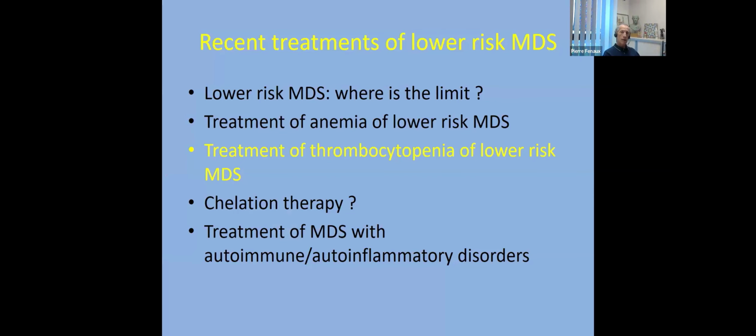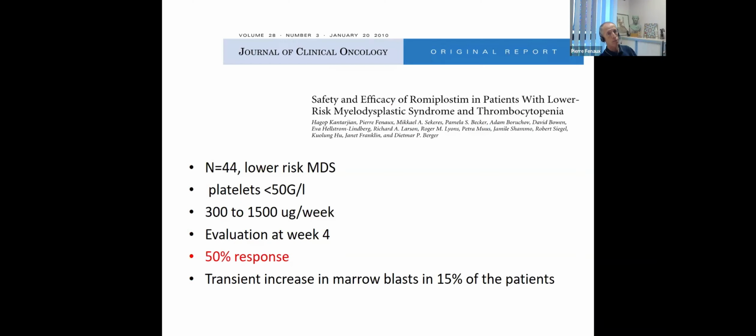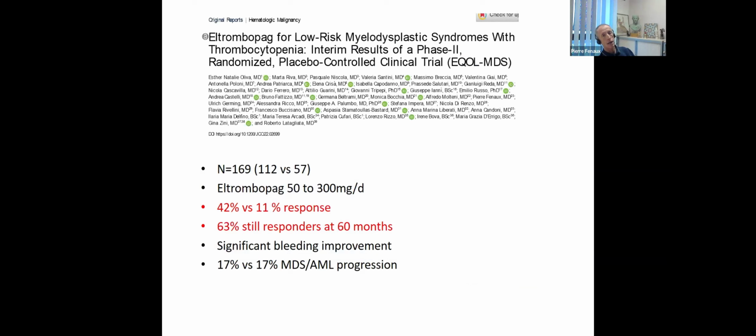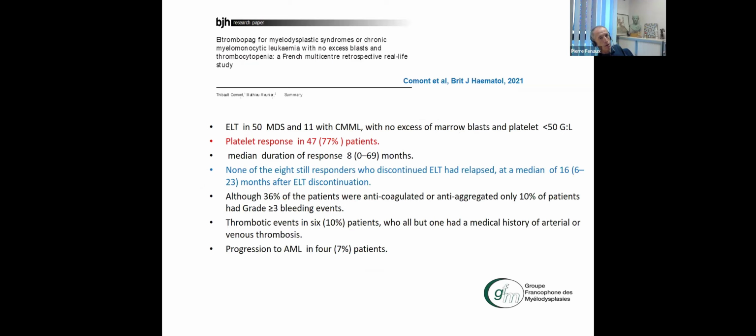Okay. Thrombocytopenia, as I said, is rarely the first cytopenia in low-risk MDS, but it can be. And in this situation, TPO agonist receptors like romiplostim can improve platelets in half of the patients. But this drug can also transiently increase blasts in 15% of the patients. So it is contraindicated when there is at baseline an excess of blasts above 5%. Okay. And eltrombopag is the other one, in a randomized trial where 42% of the patients responded to eltrombopag. So it's also a drug that can be used in those patients when there's no excess of blasts. And this is a study we conducted in France with 77% response to eltrombopag. So those drugs can be of interest when there's important thrombocytopenia, especially with bleeding, of course.